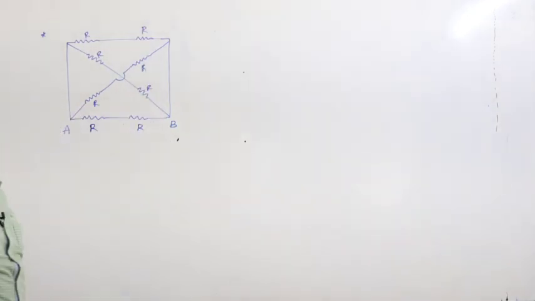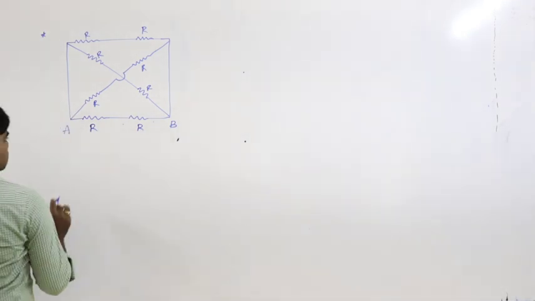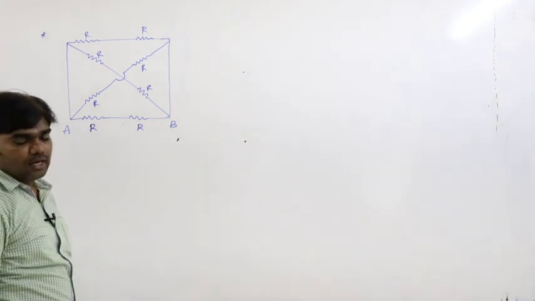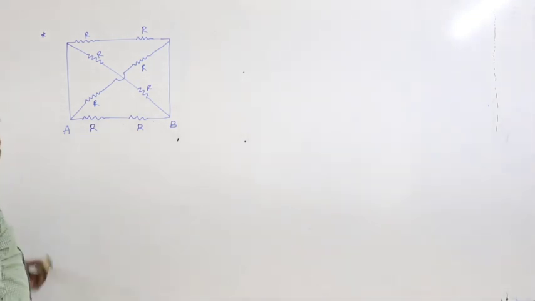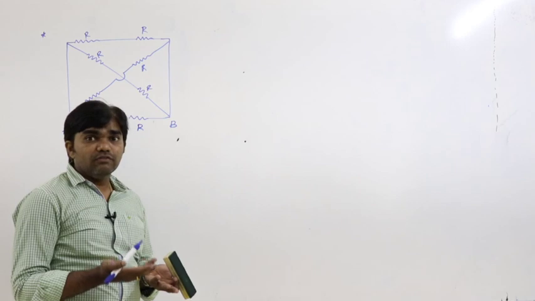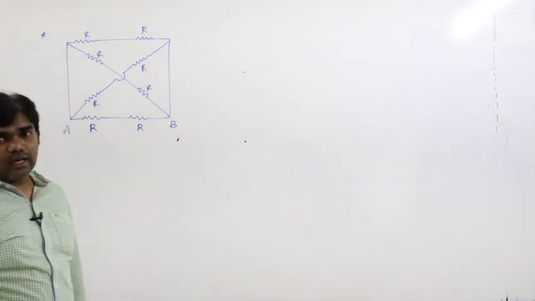So like this. Now how can you calculate the effective resistance between A and B? Which resistance is in series and which is in parallel, we don't know anything here. So then how can we calculate this?